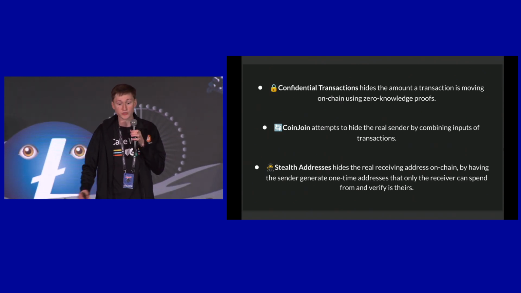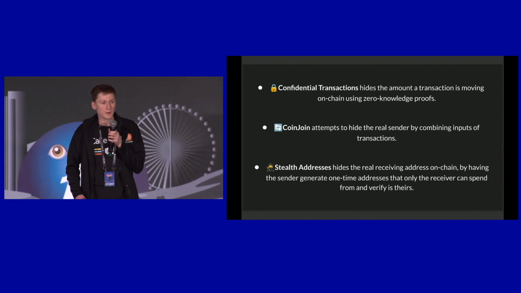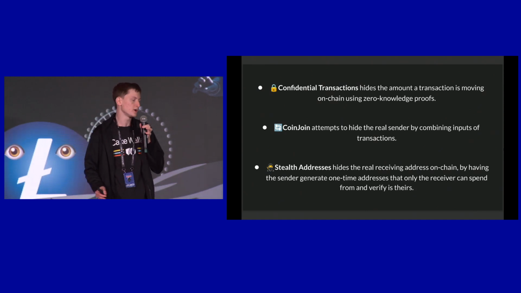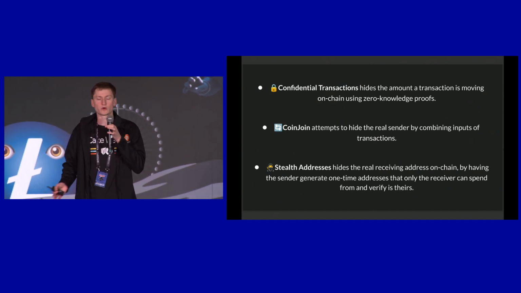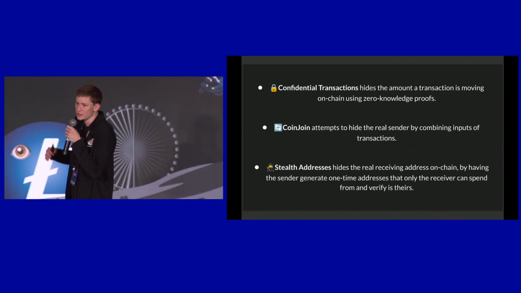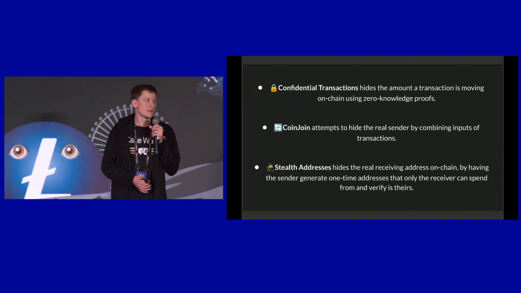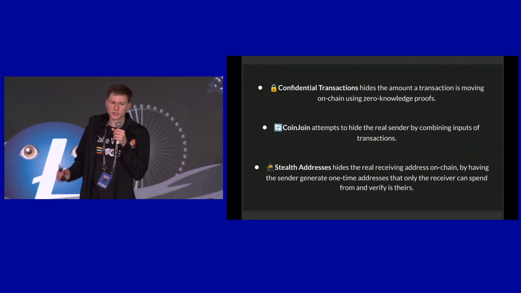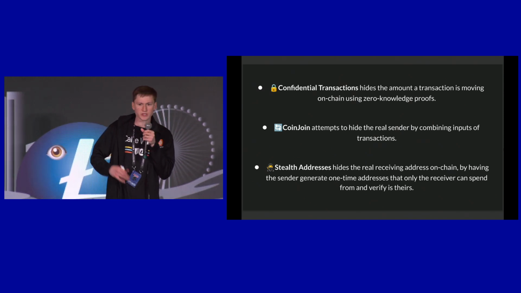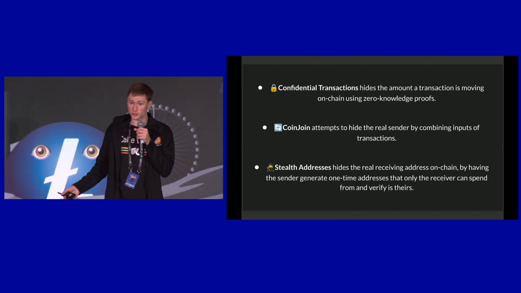Confidential transactions use zero-knowledge proofs to hide the amount. More specifically, they're using range proofs to make sure there's no funny business going on, to make sure that the amount is within a specific range so an individual can't just create Litecoin out of thin air. And CoinJoin attempts to hide the real sender by mixing inputs from multiple transactions. This could be improved later on. There's been some talks about improving this because CoinJoin inherently isn't the best way to do sender privacy, but it is a great improvement over nothing for sure.